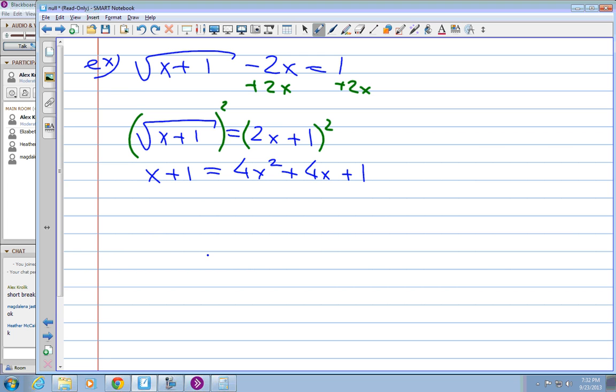So there's the double product in the middle. That's why we divide by 2 when we complete the square. The middle thing is always a double. Okay. So there are no radicals left, right? So I can solve that equation. It's just a quadratic equation. So subtract x, subtract 1, subtract x, subtract 1. So we'll end up with 4x squared plus 3x equals 0.